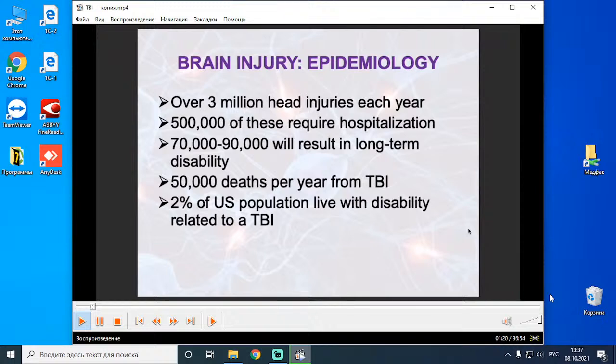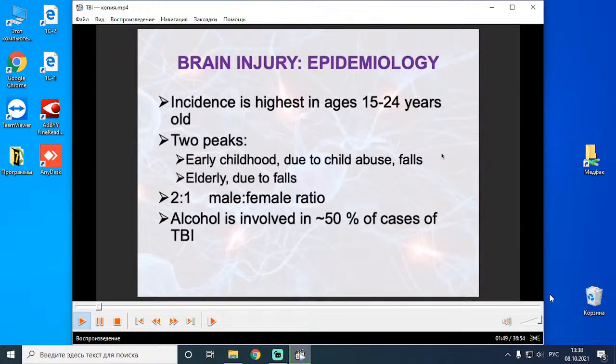Motor vehicle accidents, almost 50%. Falls, 20–30%, and interpersonal violence and sports. Incidence is highest in age from 15 to 24 years old. Two peaks: early childhood due to child abuse, falls; elderly due to falls. 2:1 male-female ratio. Alcohol is involved in almost 50% of cases of traumatic brain injury.